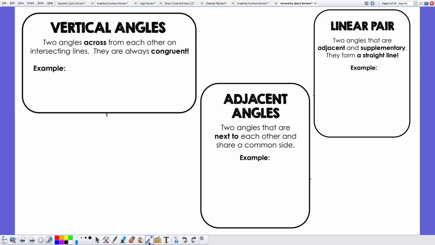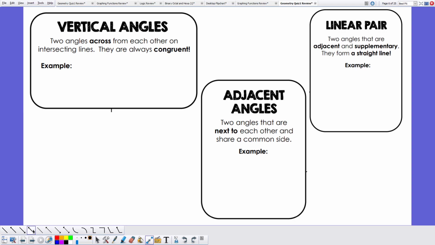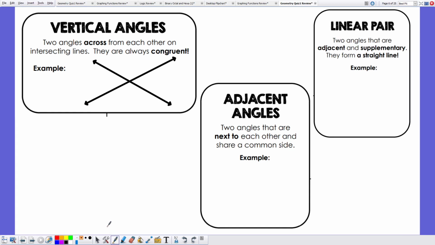Okay, so let's learn about a couple of various types of angles. The first one is a personal favorite of mine, the vertical angle. Two angles across from each other on intersecting lines are vertical. So, let's draw some intersecting lines. And what does it mean by the two angles across from each other? Well, this angle would be across from this one.